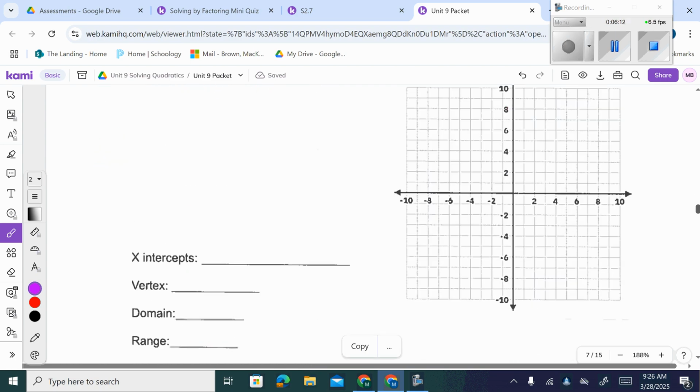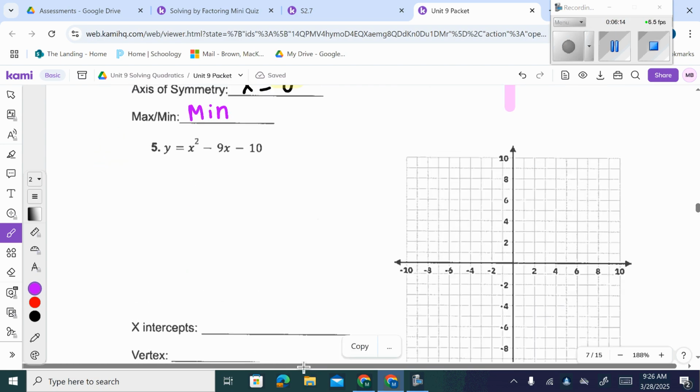All right, I want to find the x-intercepts. If I want to find the x-intercepts, what do you have to set this equal to? Okay, good. So x squared minus 9x minus 10 equals 0. What is this set up for you to do? Magic number. Awesome. Set up your magic number chart.